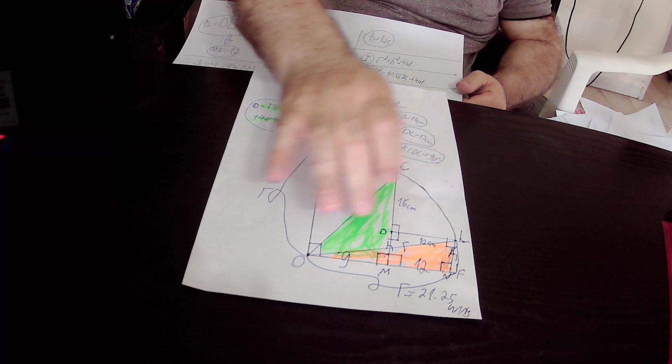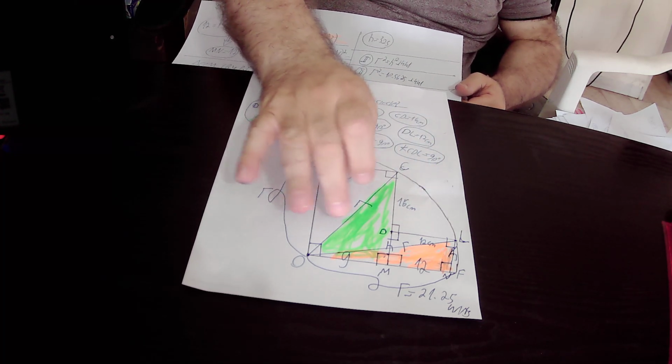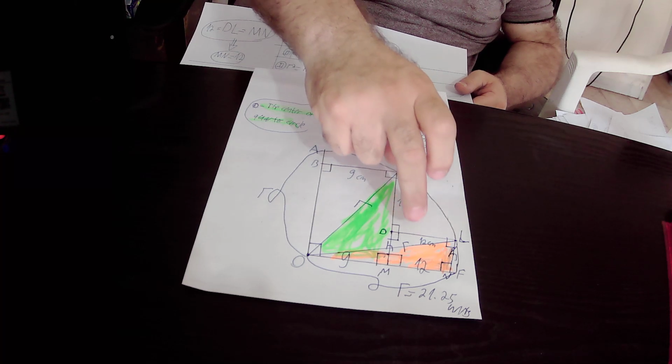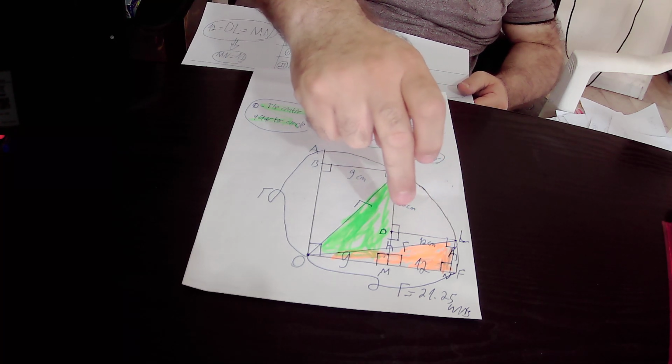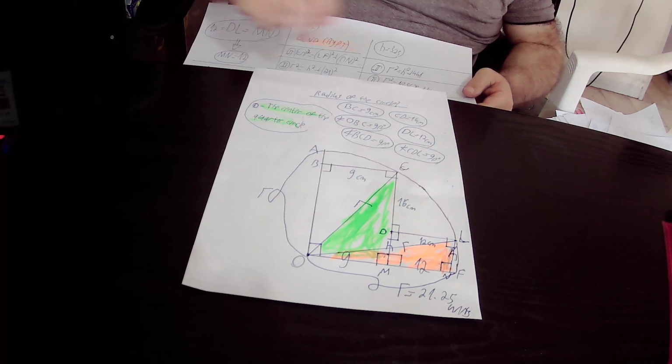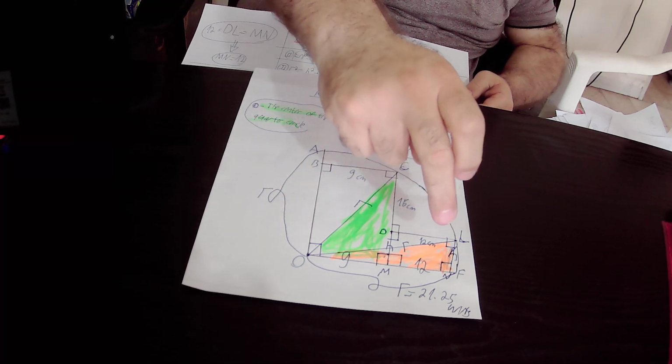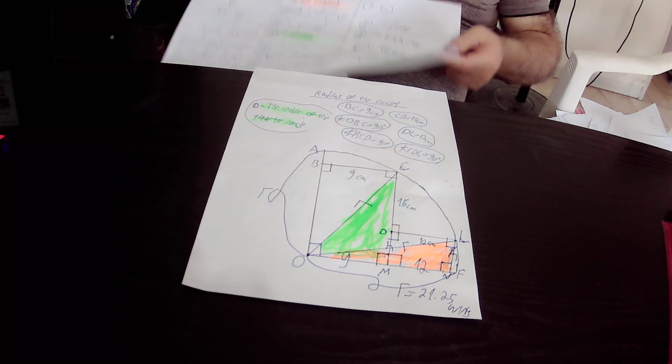Therefore OL is the radius of the quarter circle, that is equal to R. Then we implemented the Pythagoras theorem on the orange right triangle, triangle OLN. According to the Pythagoras theorem, OL square equals LN square plus NO square.